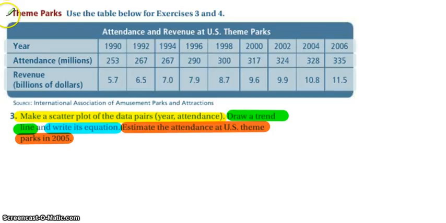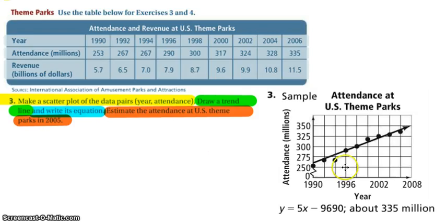So here in practice problem 3, you've got 4 parts you want to try and do. You want to make a scatter plot of the data pairs, then draw your trend line through the data pairs, then write the equation, and then try to estimate the attendance in 2005. So that tells you that you want your x-axis to be the year of attendance. So here's what I did for my data here.